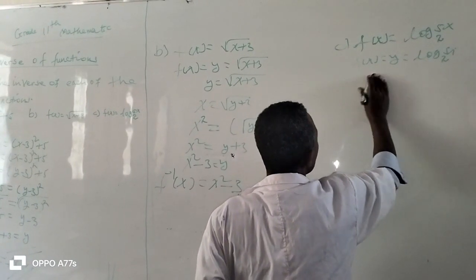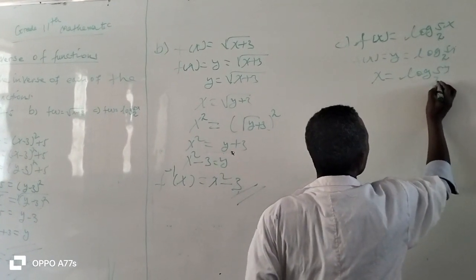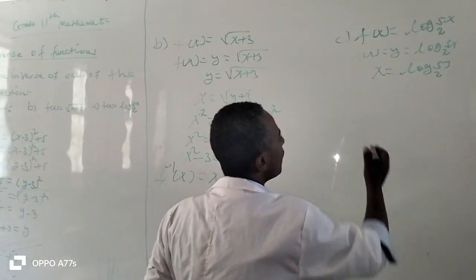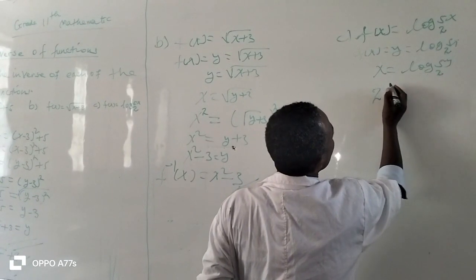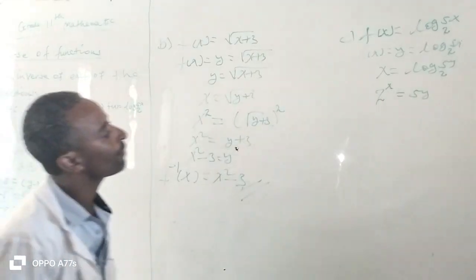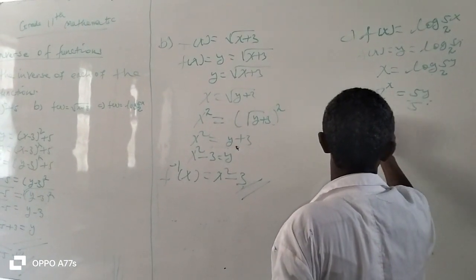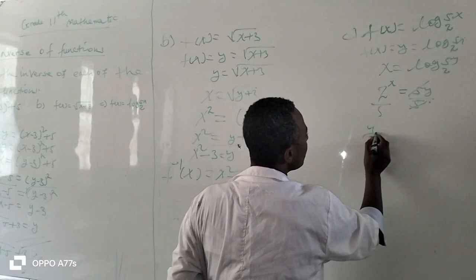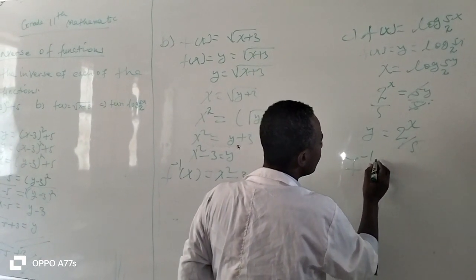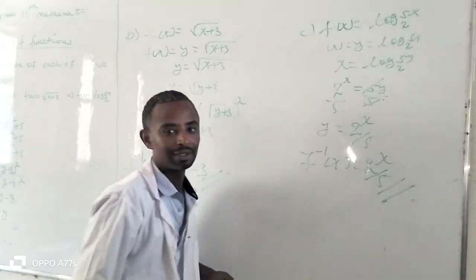That is, interchanging x and y, x is equal to logarithm of 5y to base 2. So when we convert this logarithm into exponential form, we have 2 to the power of x is equal to 5y. So our aim is to solve for y in terms of x. Now dividing both sides by 5, 5 cancels by 5. Then y is equal to 2 to the power of x over 5, which is the inverse function, 2 to the power of x over 5.